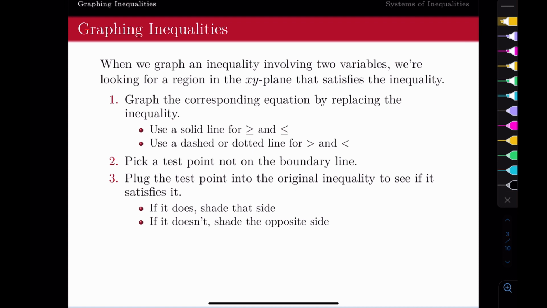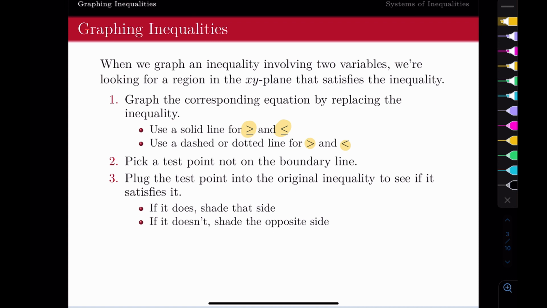If you have a less than or equal to or greater than or equal to, in these cases, because you can actually equal that line or that shape, you're going to graph it as a solid line. In the case that you don't have that bar, so you have a strict inequality, you're going to use a dashed or a dotted line to indicate that. What this is going to do is, once you draw that shape in there, it's going to split your xy plane into two separate regions. One of those is going to satisfy the inequality.